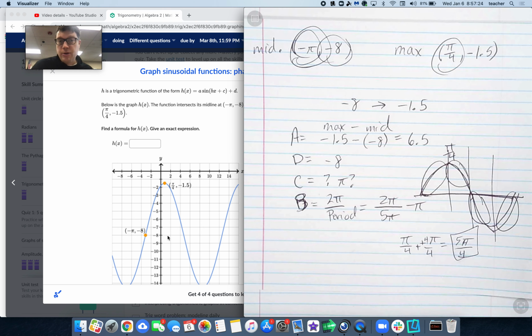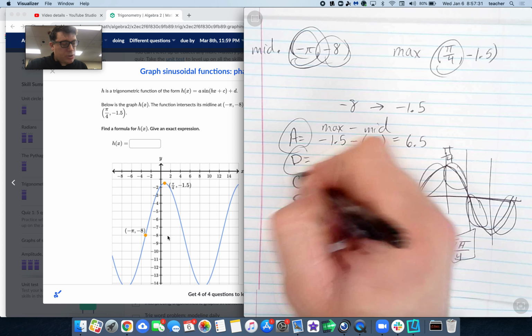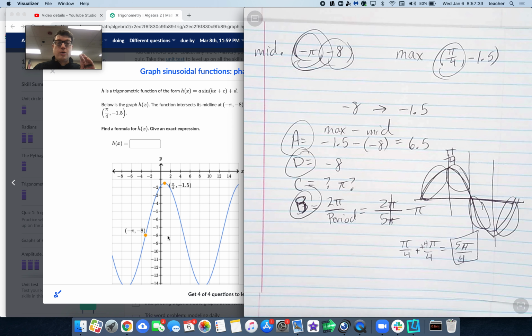So in order to figure out the actual value for B, 2 pi divided by 5 pi. Pi's cancel. Okay, so I'm right now able to write down those 3 things. I know A, 6.5. I know D, -8. And I know B, 2/5, because of how the 5's reduced. The part that we don't know is the value of C, and it's not straight up -pi. That's going to be a mistake if you go ahead and follow with that one.